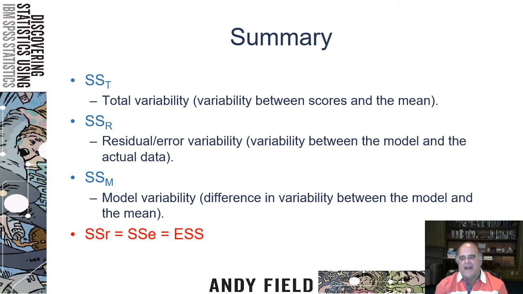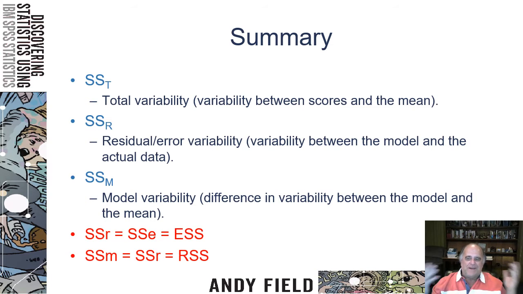As we said, a lot of people might call what he calls SSR, SSE, or error sum of squares. And a lot of people might call what he calls SSM, SSR, or the regression sum of squares. But again, it's like naming your pet or naming yourself. You can pick what name you want to give things. Technically, you can pick any way you want to name a variable or a parameter in a statistical analysis.